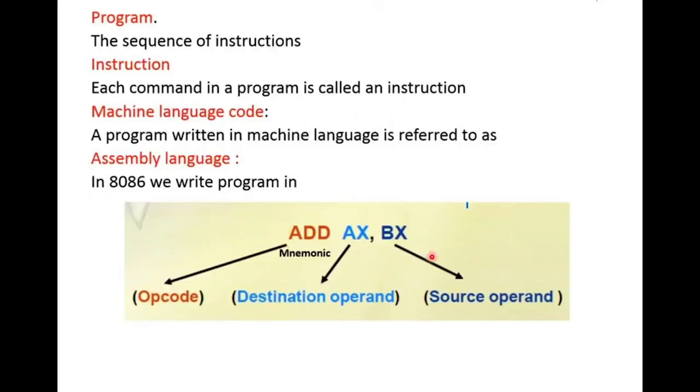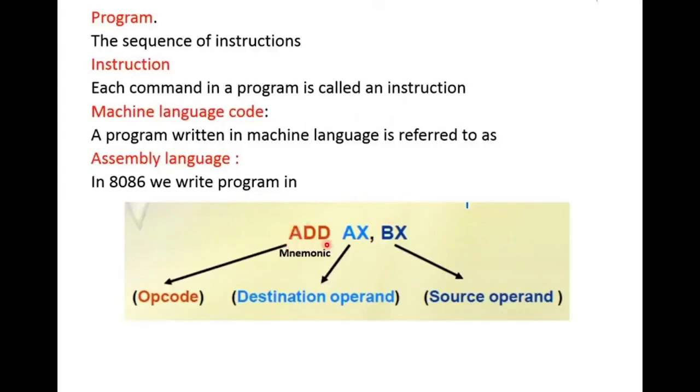One of the commands we have given here is addition based: ADD AX, BX. So what are AX and BX? We discussed this in the last class. AX means accumulator register, BX means base register. These two are general purpose registers, and both are 16-bit registers.